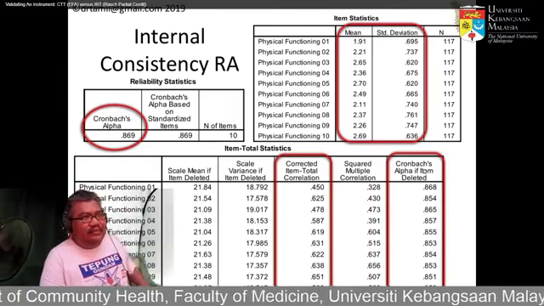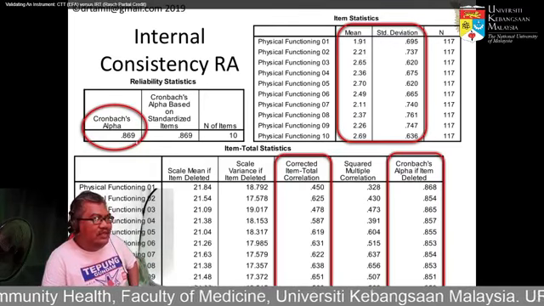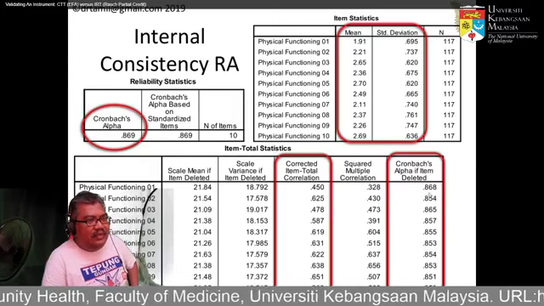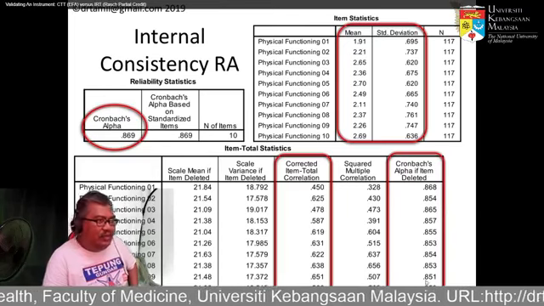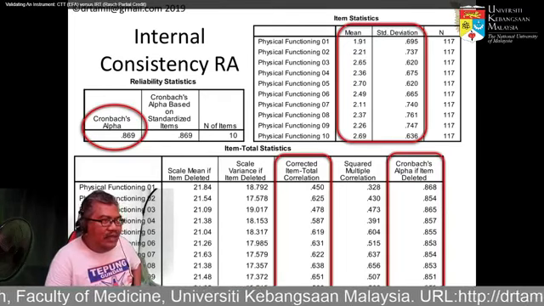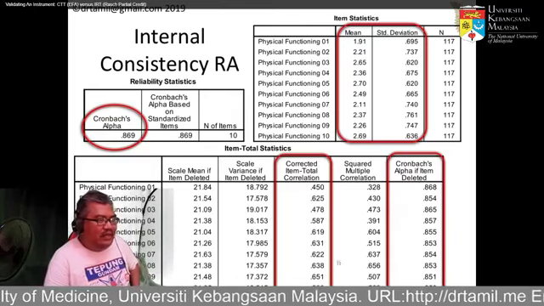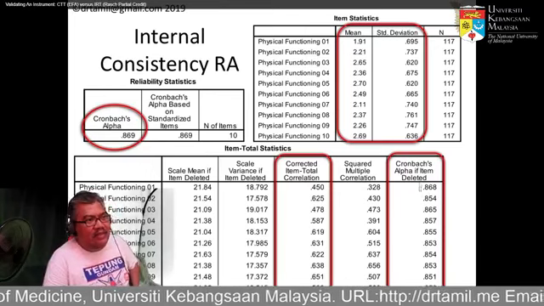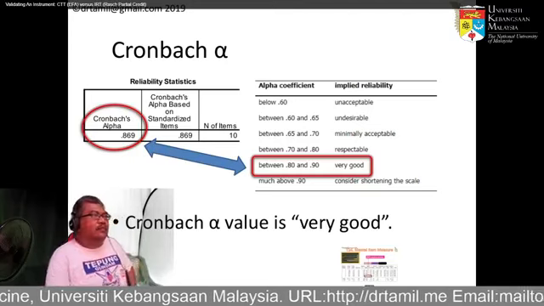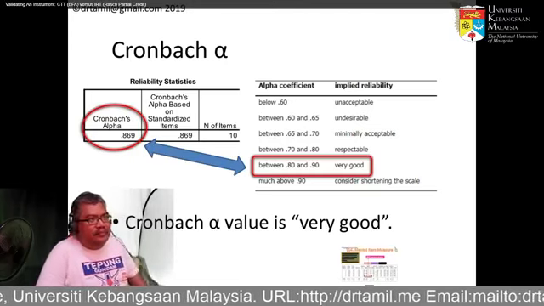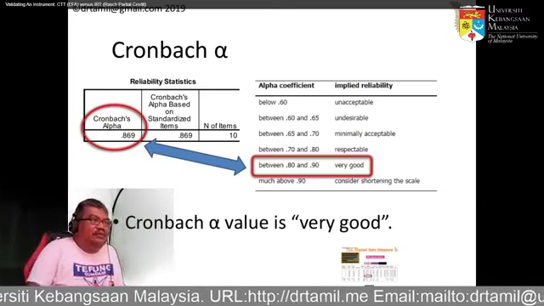Here on the right side, the Cronbach alpha if item is deleted. You can see here 0.869. If any of these items were deleted and they end up with a better Cronbach alpha, it means the question should be omitted. But you can see here, the Cronbach alpha becomes much less if the item is deleted. So we have to keep these items. So conclusion, our Cronbach alpha is very good.